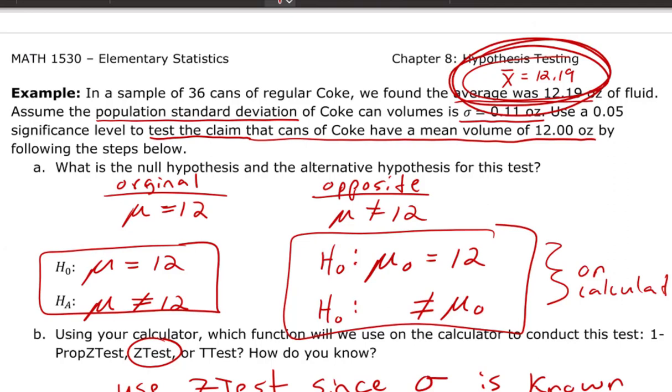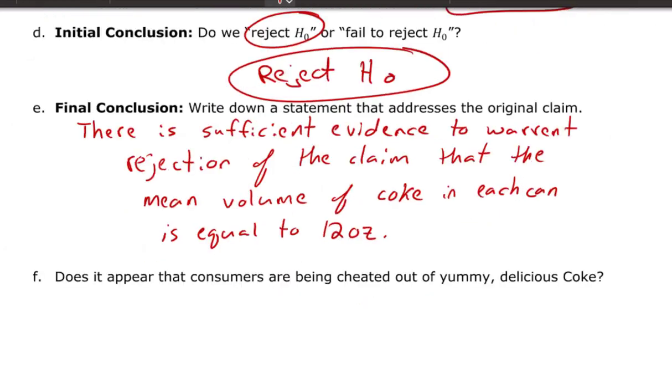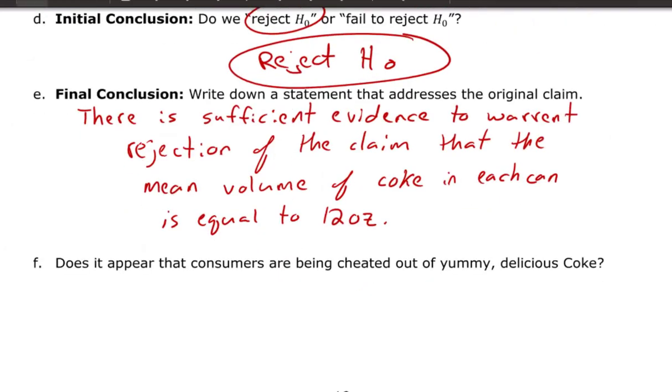We did see that the mean is not equal to 12, but what probably is going to be the case? Well, it actually might be that the mean is larger than 12 ounces. Like, it looks like we're actually getting more than what it has on the can, more than we purchased or whatever. So maybe not cheated necessarily. I would lean more toward, we're probably getting more bang for our buck, basically. Okay, so that's what you would put on F if you had to explain that out.